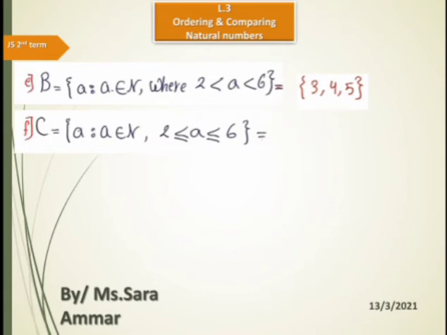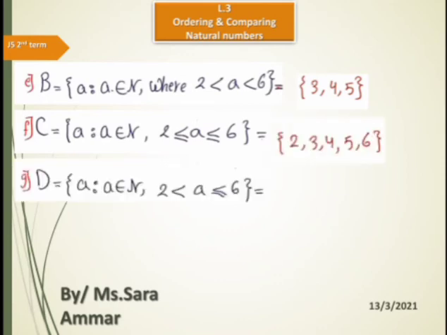Now it's the same question as the previous one, but we notice there is a dash under the inequality sign. It means A is bigger than or equal to the number 2 and A is smaller than or equal to the number 6. Or I can say A is between 2 and 6, and the 2 and 6 are also included. So what will differ from the previous answer? The same answer, but you're going to add 2 and 6.